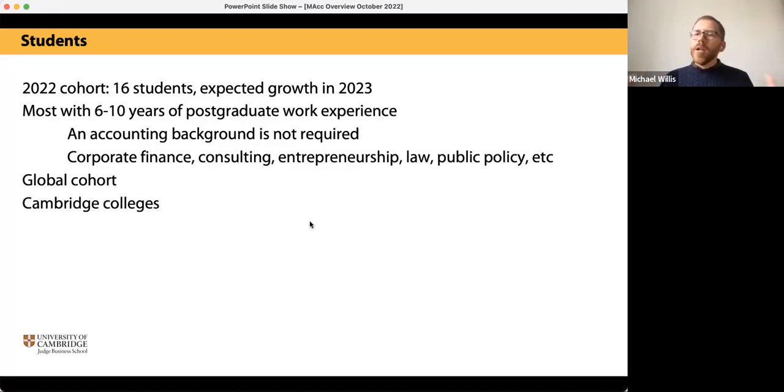And then again, all of our students are admitted to one of the Cambridge colleges, and there are 31 Cambridge colleges, and some of those admit students from the business school. Students can take advantage of the things that go on at the college when they're in Cambridge, or if they're more local to Cambridge, they can visit the college outside of residential weeks.